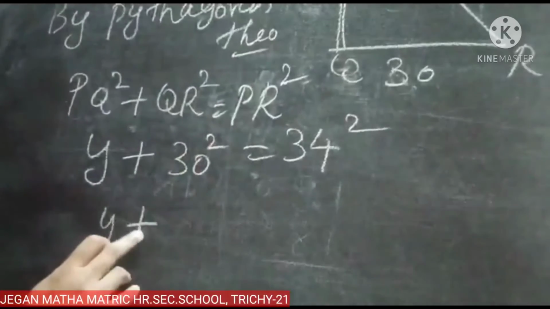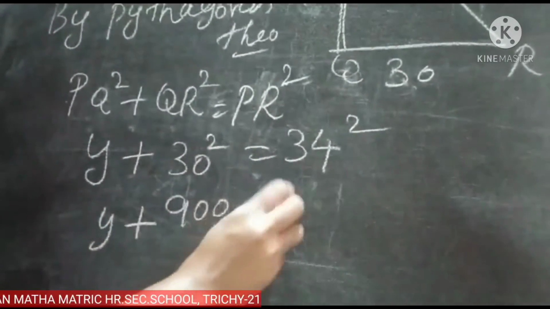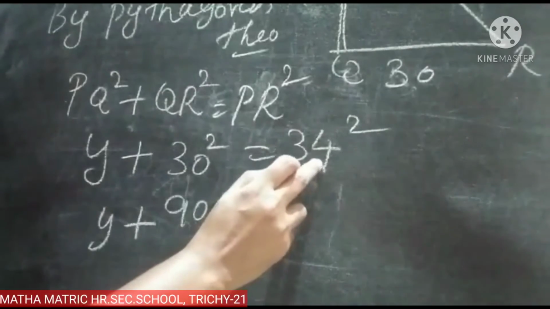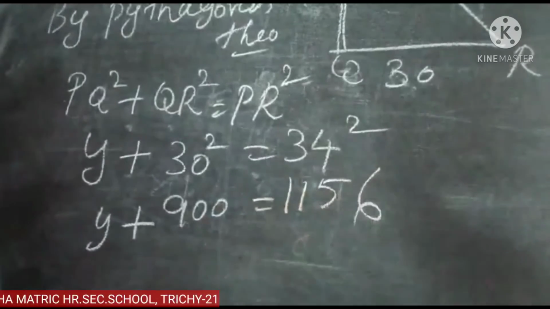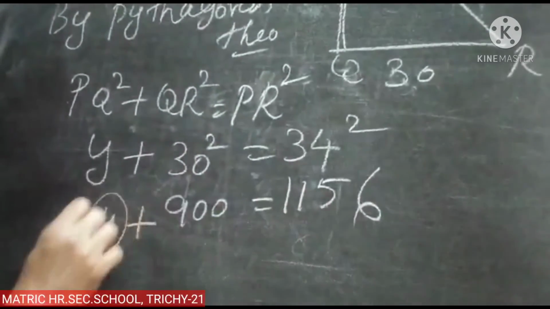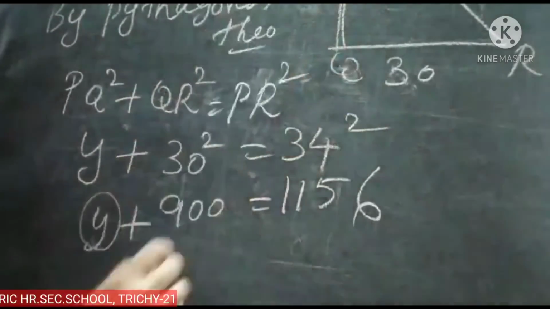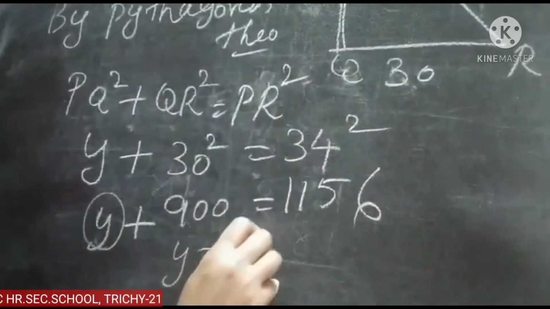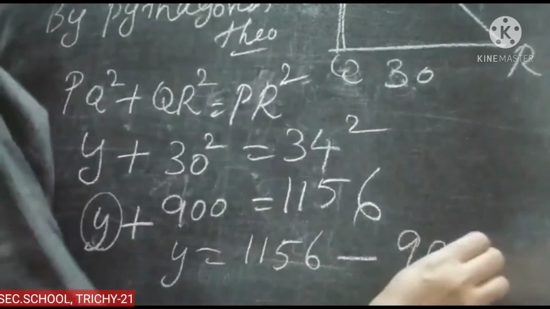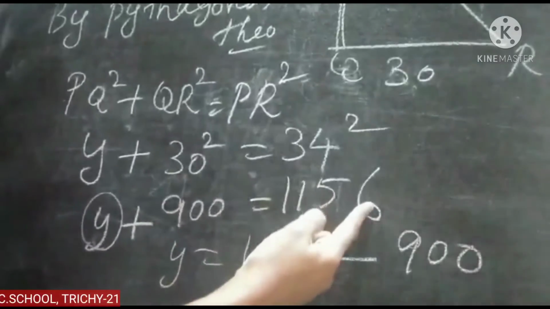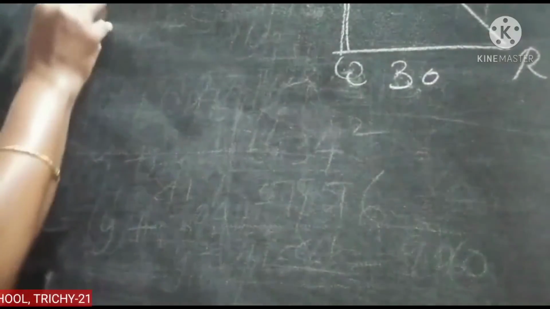So y plus 30 square, that is 900, 30 into 30, equal to 34 square, that is 34 into 34, 1156. Now we want to find out the value of y only, that is PQ square only. So y equal to 1156 minus this 900. This plus 900 comes to this side, so minus 900.